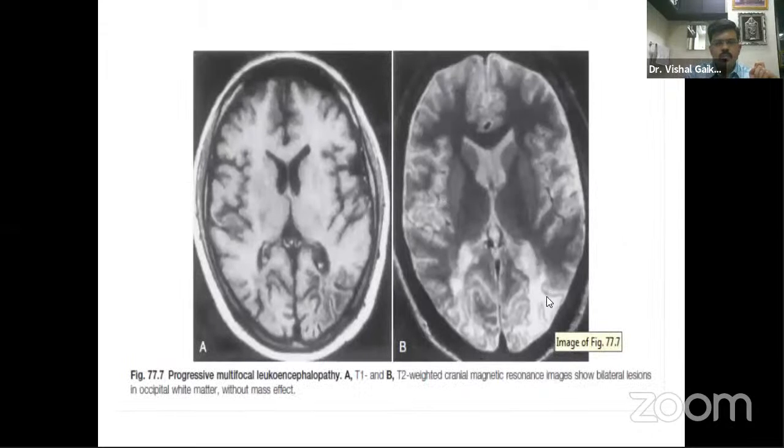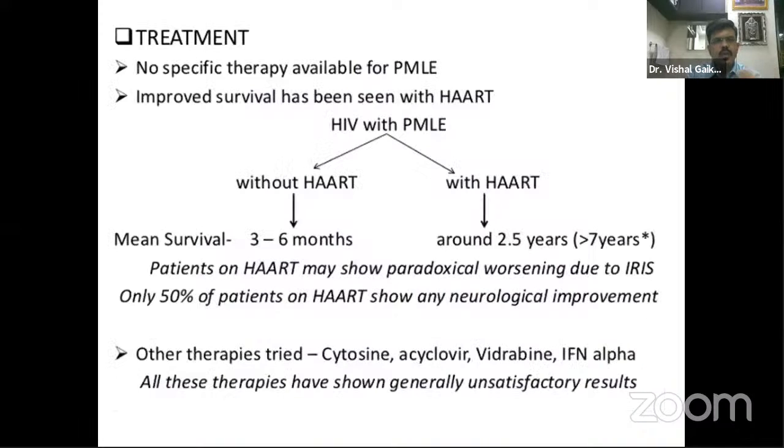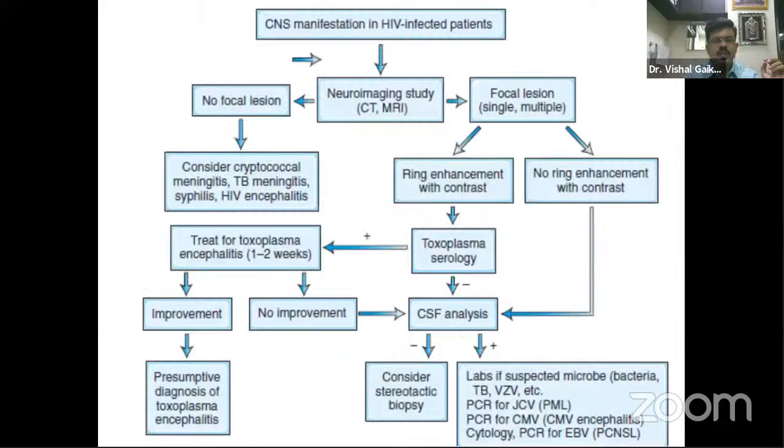This is the typical MRI brain picture. This is basically demyelination secondary to infection of the oligodendrocytes by the JC virus. Treatment: there is no specific treatment per se for PML. Continuation of HAART is the only treatment of choice. Other modalities can be tried, but they have been unsatisfactory.